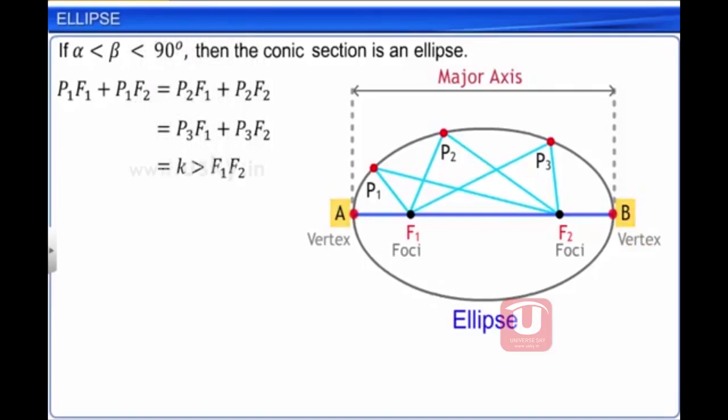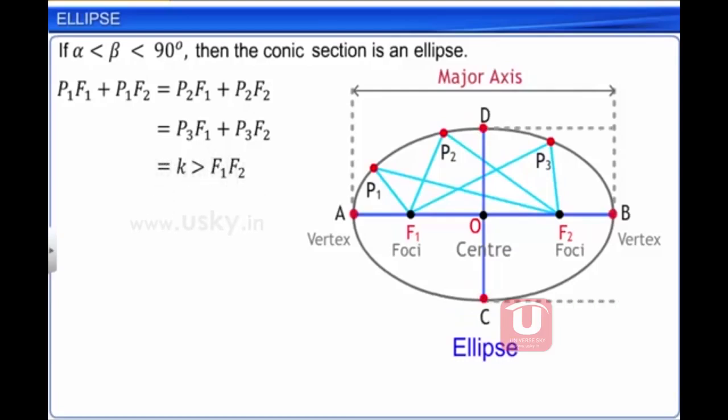The midpoint of the major axis, or the midpoint of the line segment joining the foci of an ellipse, is called the center of the ellipse. The line segment passing through the center of an ellipse and perpendicular to the major axis is called the minor axis of the ellipse.